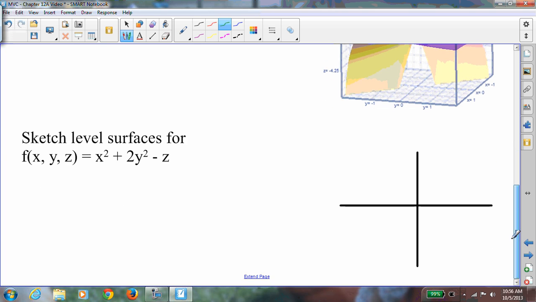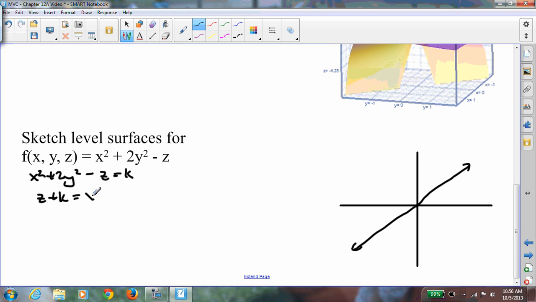Now for my level surfaces. For each value, I'm actually going to generate a surface. So I do need, for this one, my other axis. Again, I'm going to set this equal to k. So I'm going to have x squared plus 2y squared minus z equals k. And notice this time, if I rewrite the equation, I'll have z plus k equals x squared plus 2y squared.